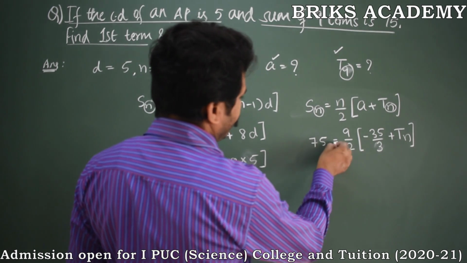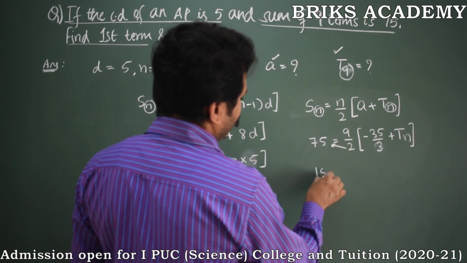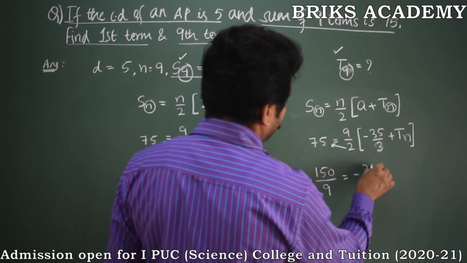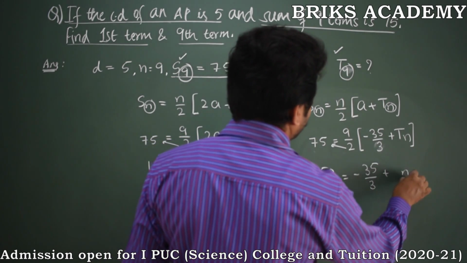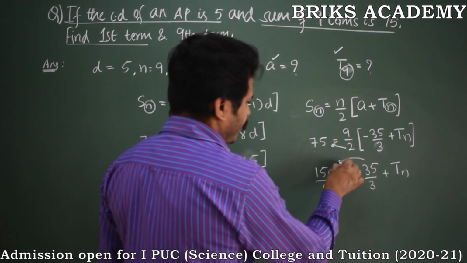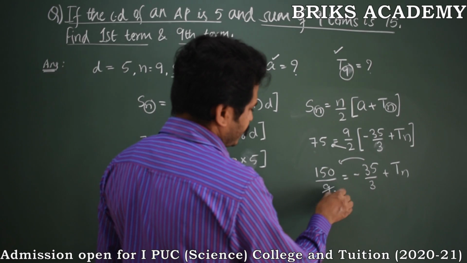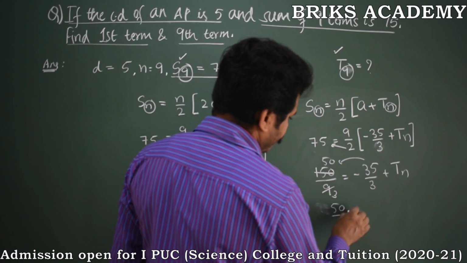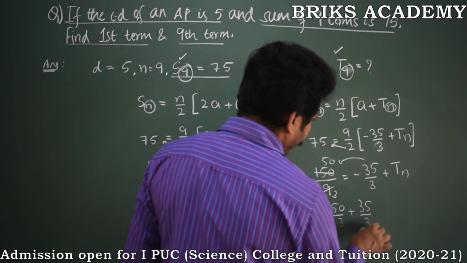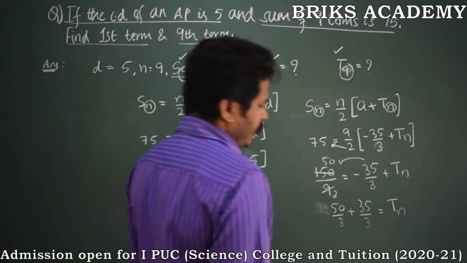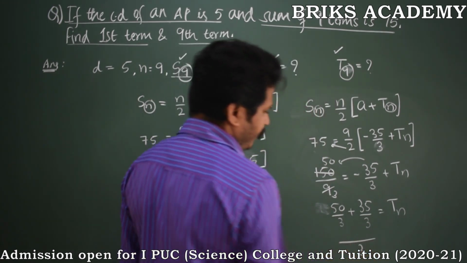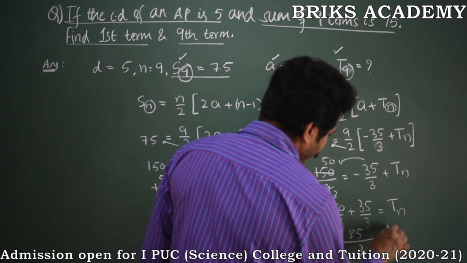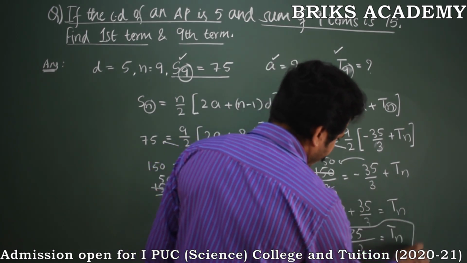So it is 75. If I cross multiply, 75 into 2 is 150. Taking 9 to this side, 150 divided by 9 equal to minus 35 by 3 plus nth term. 150 by 9, we can cancel 3: 3 3s are 9, 3 50s are 150. This is 50 by 3. If I take this side, plus 35 by 3 equal to the nth term. Taking LCM 3, 50 plus 35 is 85. So 85 by 3 equal to the nth term. So the nth term is 85 by 3.